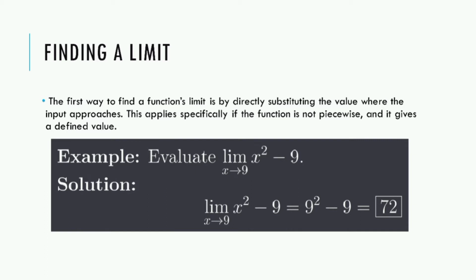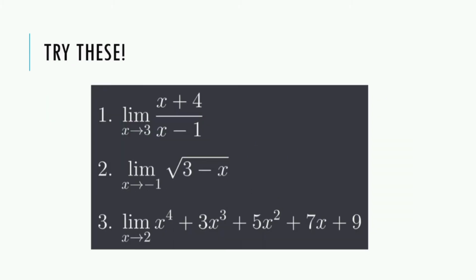So for an example, evaluate the limit of x squared minus 9 where x is equal to 9. We just have to substitute 9 across all the x's in the said function. So by doing that, we can find that the limit of x squared minus 9 where x is equal to 9 is equal to 72. Now, let's try these further exercises.